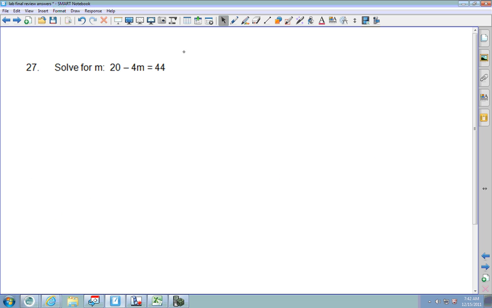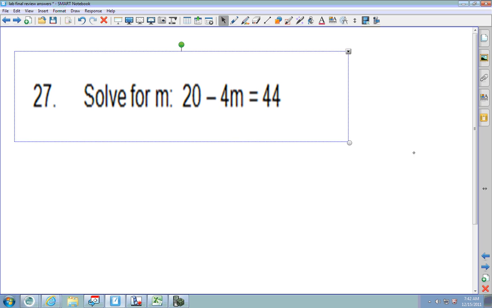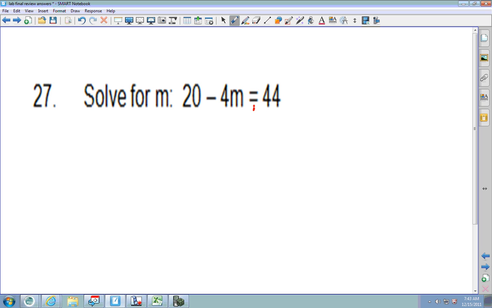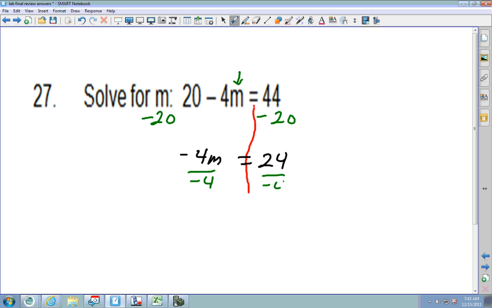Next, it says to solve for m. Let me make that larger for blind people like me. Okay. What's the first thing we're going to do? You need to look. We're trying to get m by itself. You need to add or subtract first. So I'm going to take this 20 and move it to the other side. So I'm going to subtract 20 from each side. I get negative 4m equals, oh, I shouldn't have put it over there. Oh well. Let's see. 44 minus 20 is 24. I'm going to divide by negative 4 on each side. M equals negative 6.